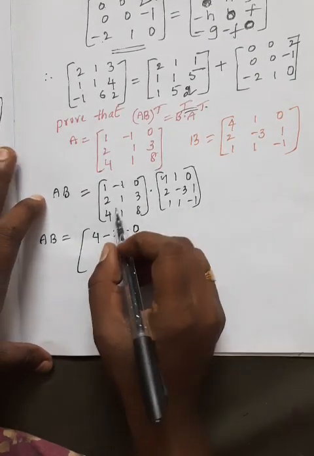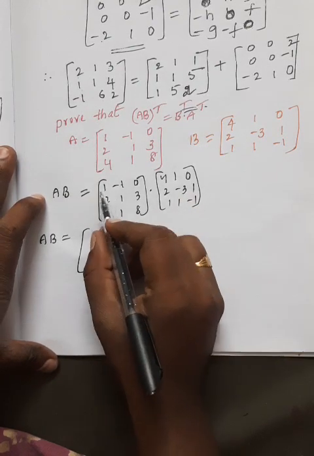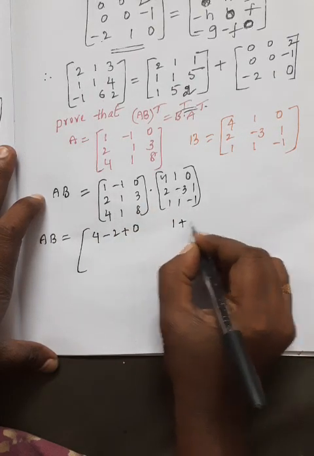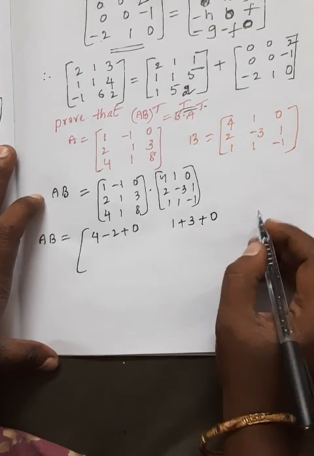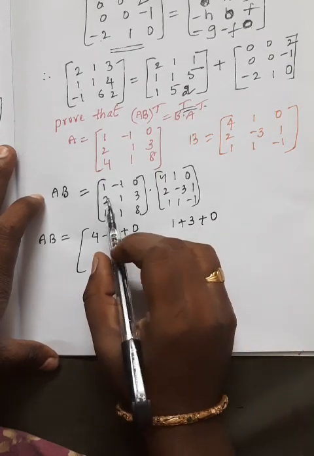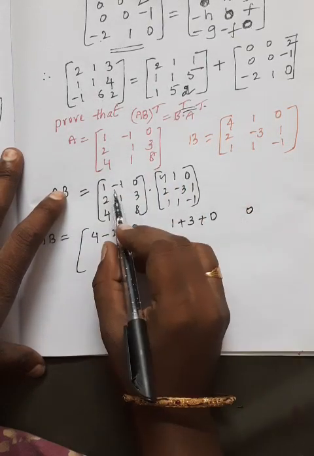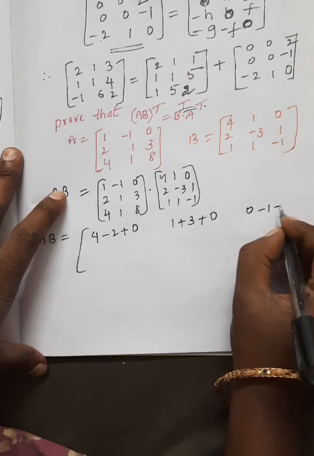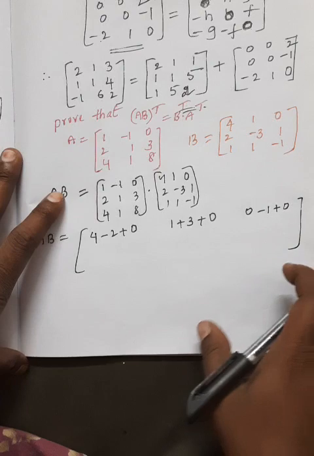So next multiply again first row with second column: 1 into 1 is 1, minus 1 into minus 3 is plus 3, 0 into 1 is 0. Then you have to multiply this first row with third column: 1 into 0 is 0, minus 1 into 1 is minus 1, 0 into minus 1 is 0. So like this you have to do for the remaining two rows.